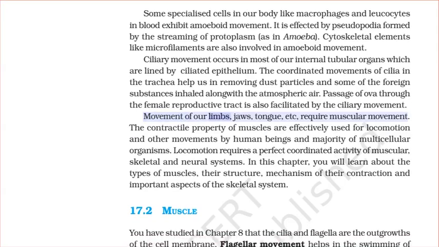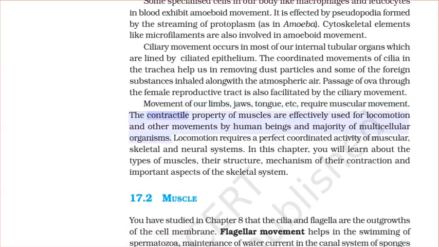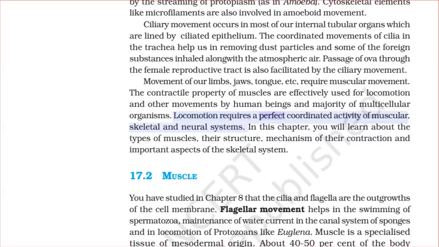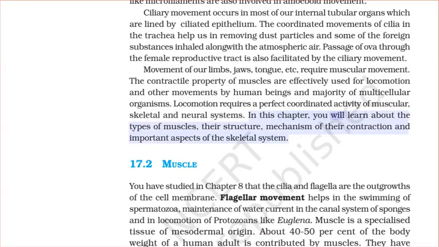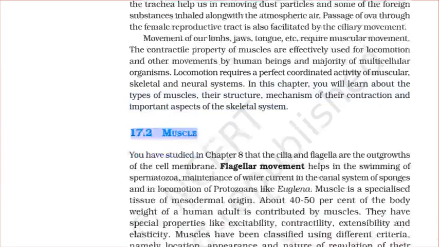Movement of our limbs, jaws, tongue, etc., require muscular movement. The contractile property of muscles is effectively used for locomotion and other movements by human beings and the majority of multicellular organisms. Locomotion requires a perfectly coordinated activity of muscular, skeletal, and neural systems. In this chapter, you will learn about the types of muscles, their structure, mechanism of their contraction, and important aspects of the skeletal system.